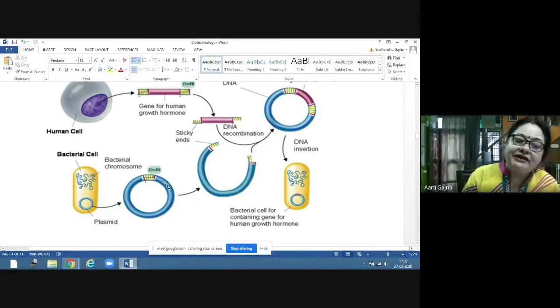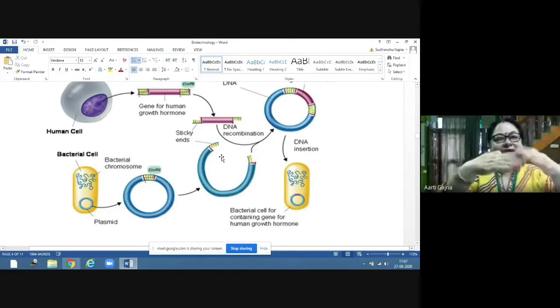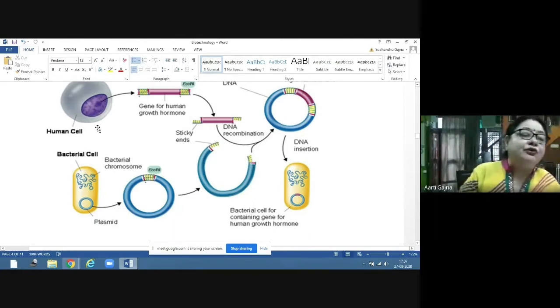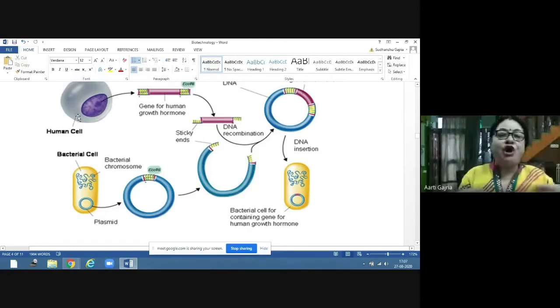We have cut this plasmid. Now this plasmid is open and it is cut, and it is having sticky ends here. This is sticky end. This is also sticky end. Now what we'll do, this is our gene of interest. Which gene? We want human growth hormone. We want to produce human growth hormone on commercial basis. We want to make tablets of human growth hormone for tallness.